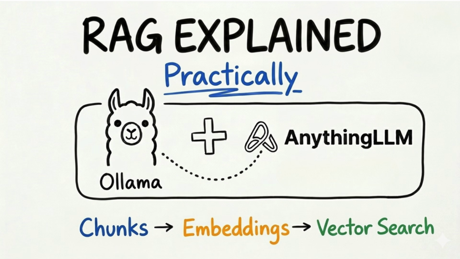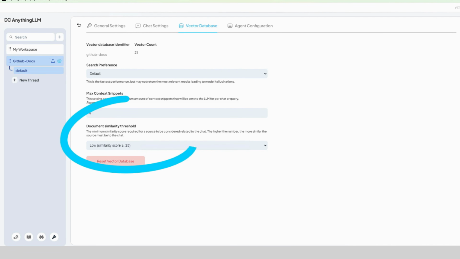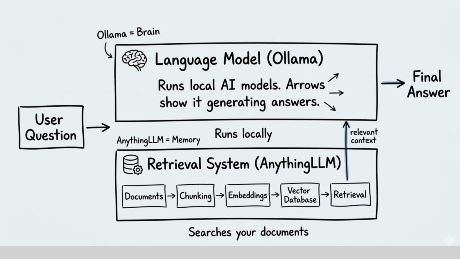But here is what most people miss. RAG is a system, but learning how to calibrate it is a skill. How you chunk your data, what similarity threshold you set. These decisions determine whether the RAG works well or fails. So today I will show you exactly how the RAG system works end to end.